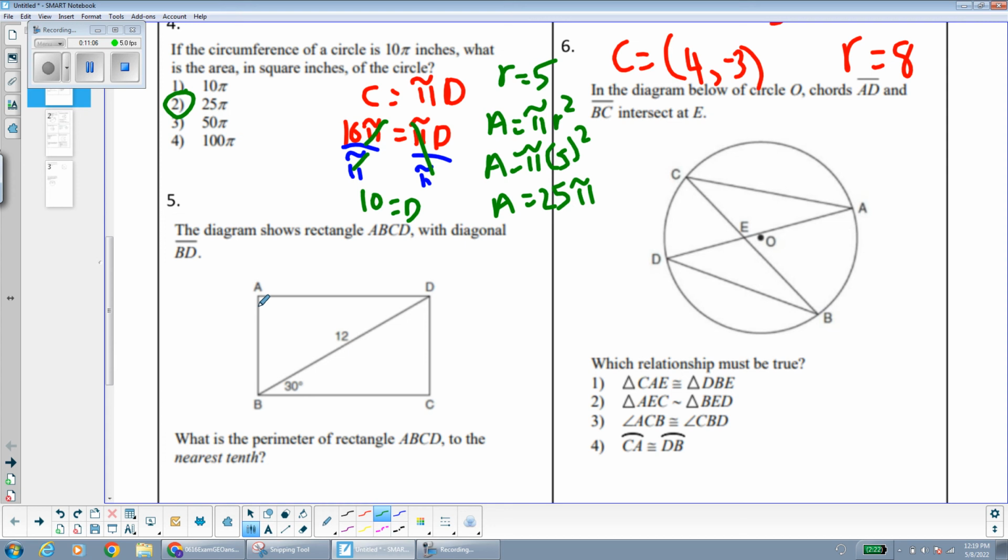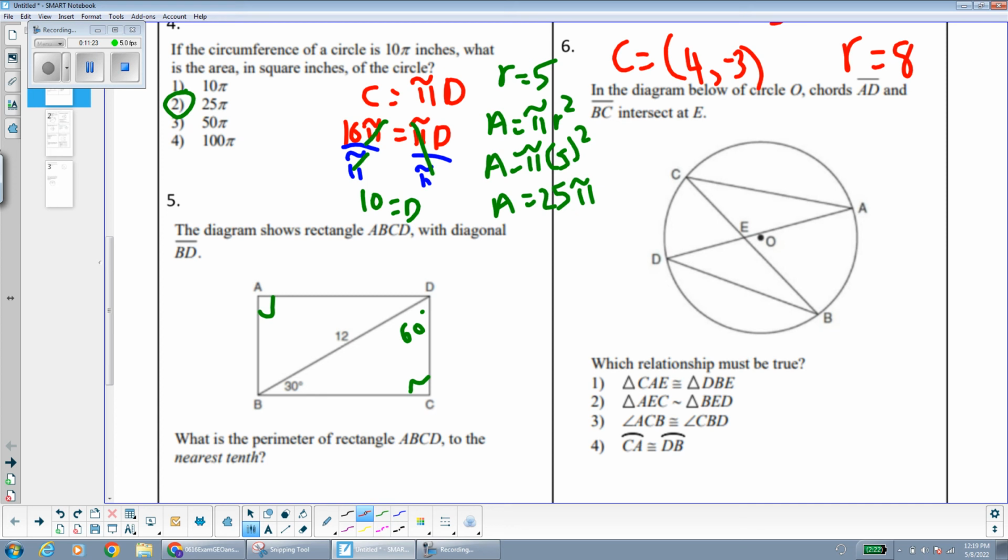Well, I know that rectangles have 90-degree angles, so these two angles are 90 degrees. So if this is 30 and this is 90, this angle here has to be 60 degrees. So I'm seeing here that I have a 30, 60, 90 triangle.